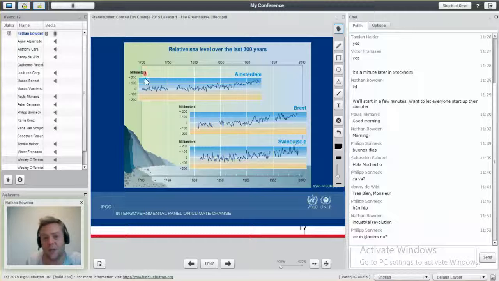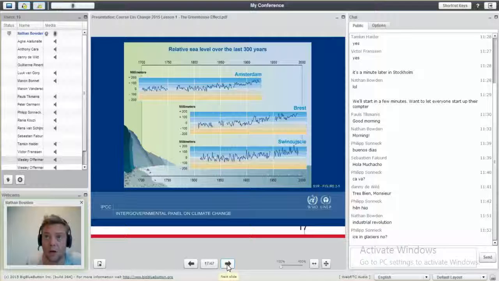Yes. So as you see, these are three different places. So you could have small variations in sea levels between different countries, but it's pretty obvious if you look at them next to each other that it's been growing steadily. Last 300 years.